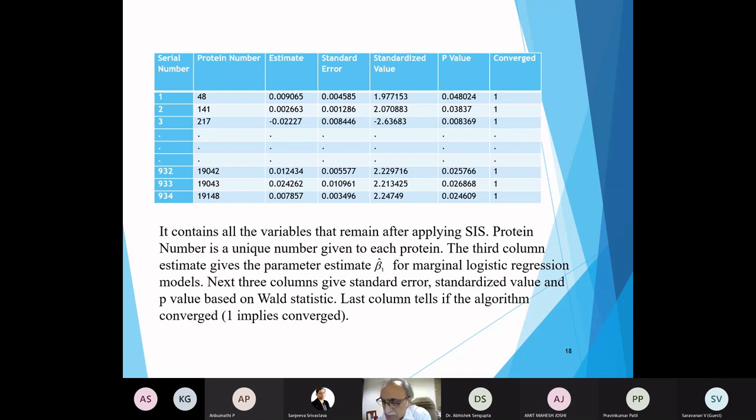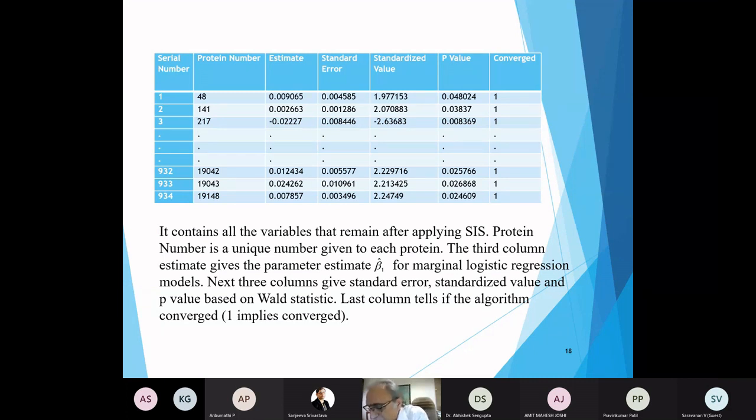When y is continuous, it can be used in case of logistic regression. It can be used in case of another set of models called log linear models. It can be used in the context of log linear models. So what we have done is, we have used the sure independence screening procedure or methodology in the context of logistic regression models.